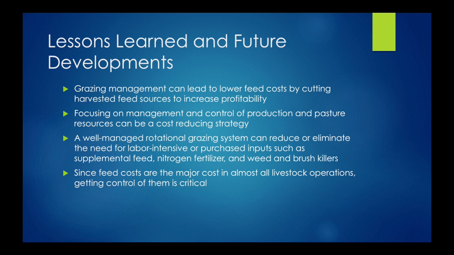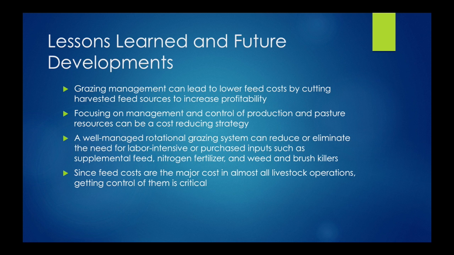So some lessons learned from this. Grazing management can lead to lower feed costs by cutting harvested feed sources to increase profitability. I mean, that's a fact. Getting to that point isn't as easy, but using a simulation model like we created can definitely help ranchers get there. So it helps you to focus on the management and control of production and pasture resources, which in turn is a cost-reducing strategy. A well-managed rotational grazing system can reduce or eliminate the need for labor-intensive or purchased inputs such as supplemental feed, nitrogen fertilizer, and weed and brush killers.